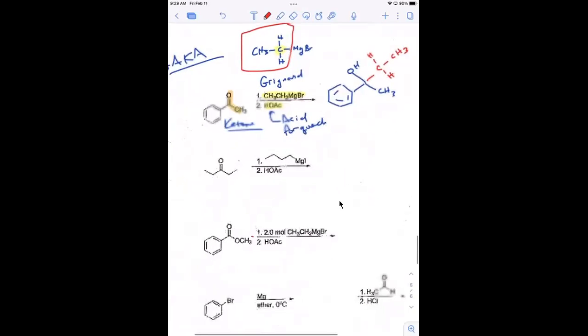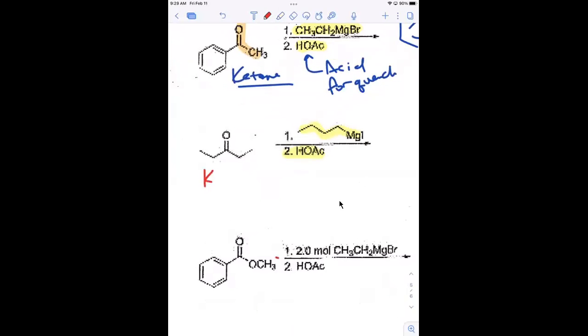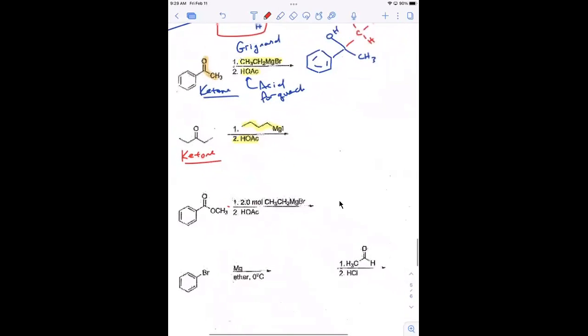Somebody, I need a volunteer for the next one to draw the product. Same type of reaction, right? I have a Grignard here in the first step. Second step, I have an acid to quench it with. What's my product going to look like? And I'm adding it to a ketone. I can try it. You want me to write on the screen? Yeah, go ahead.